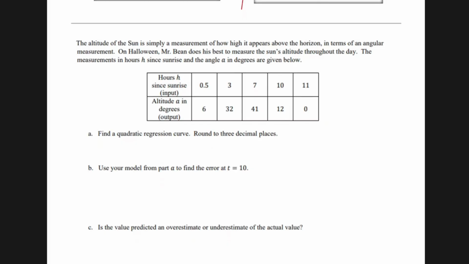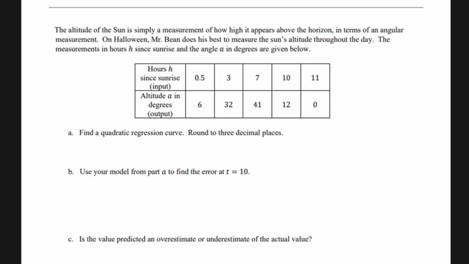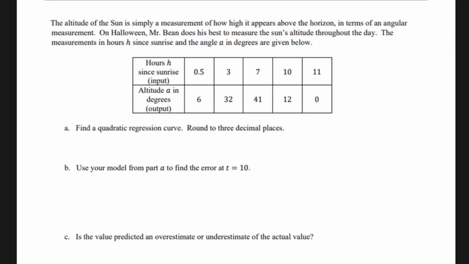All right. Quadratic regression curve. One more time. Okay, so the altitude of the sun is simply a measurement of how high it appears above the horizon, in terms of an angular measurement. On Halloween, Mr. Bean does his best to measure the sun's altitude throughout the day. The measurement in hours since sunrise and the angle A is shown below. Find a quadratic regression curve, round to 3 decimal places. I'm going to have to run to my calculator for that one.